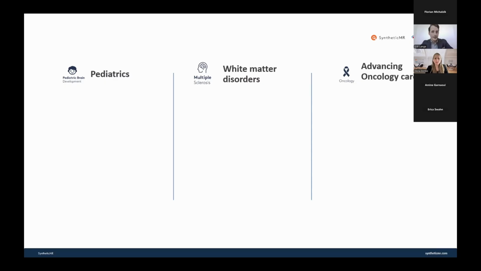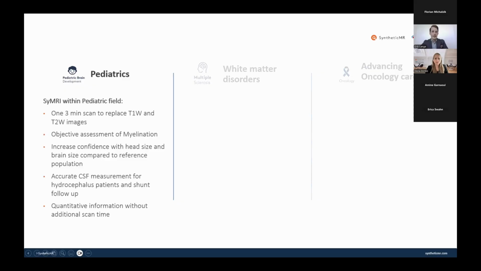I'll start with pediatrics, and then we'll look at white matter disorders, and lastly, oncology. So in pediatrics, everything starts, of course, with that fast 3 to 5 minute scan time, which you use to replace typically your T1 weighted and T2 weighted images.